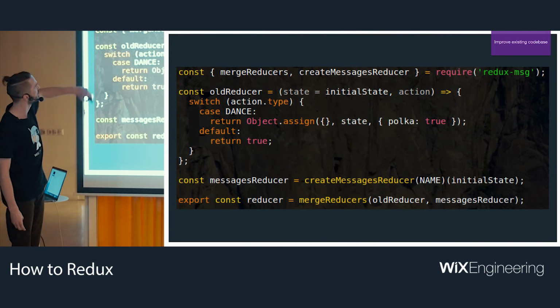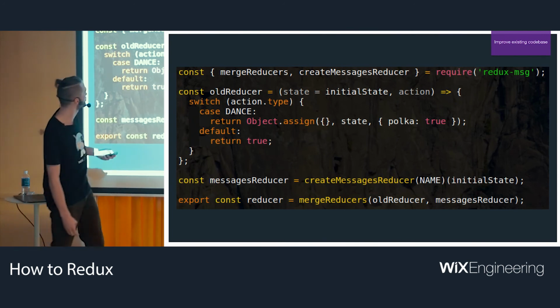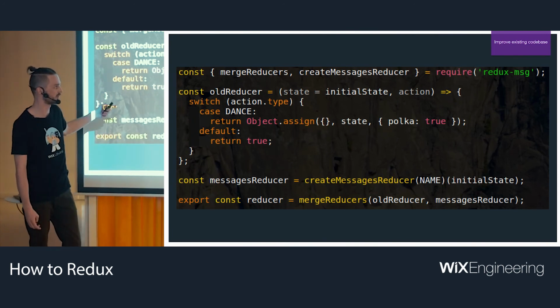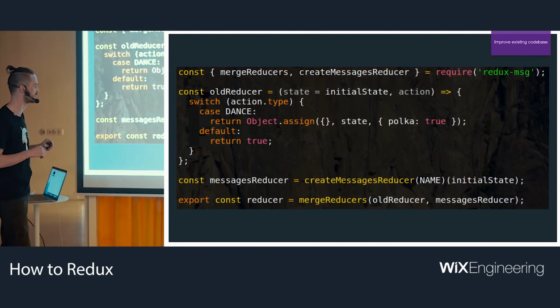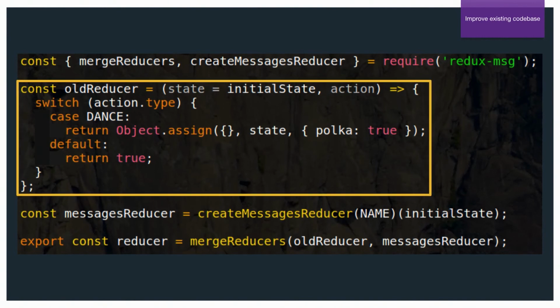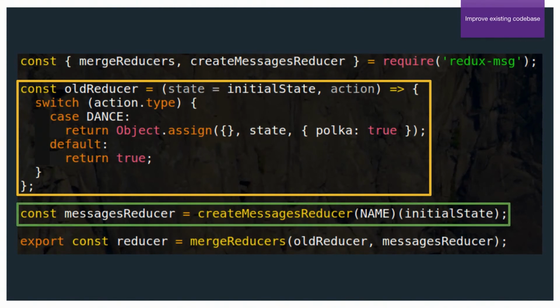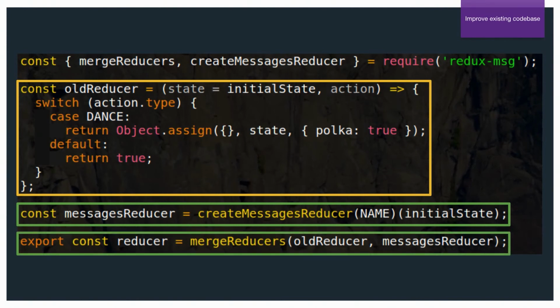I import mergeReducers and createMessagesReducer, since in this example, I want to merge the old way of writing reducers and the fancy new way with the messages thing. So here's the old reducer. I mark it with yellow. I don't know really why. Maybe because of the switch. And then I have this messages reducer. This is the same way as before, nothing fancy. Instead of model, I just name it initialState, for whatever reason, it doesn't really matter. And in the end, I export the one reducer, and I just merge both of these.